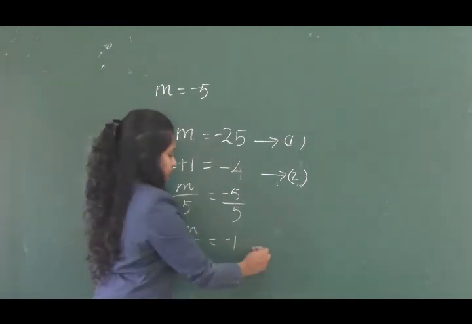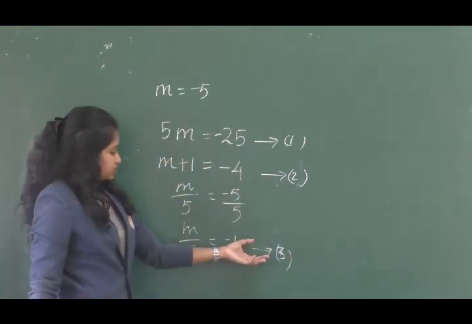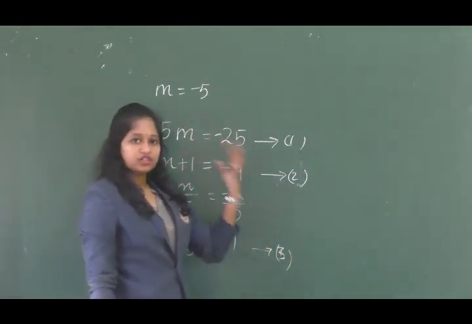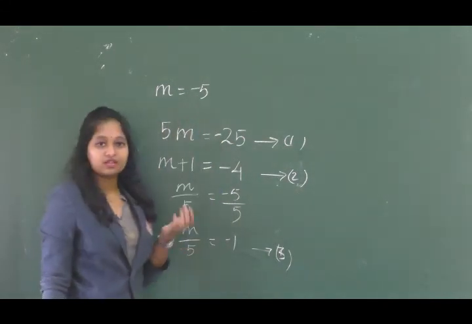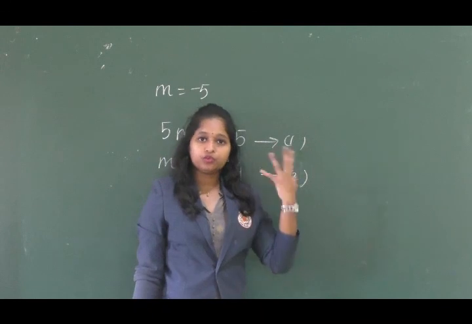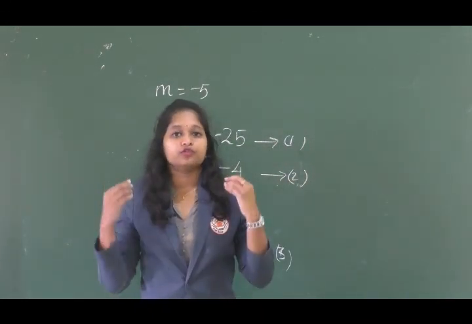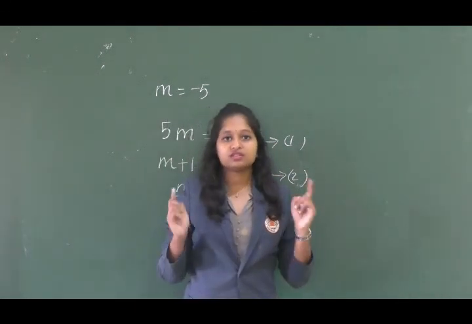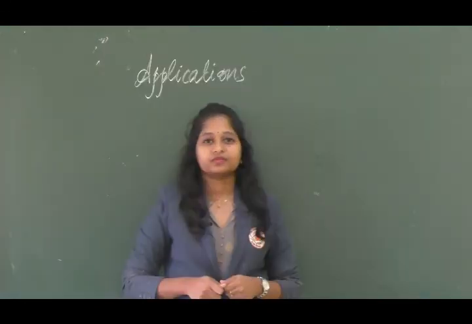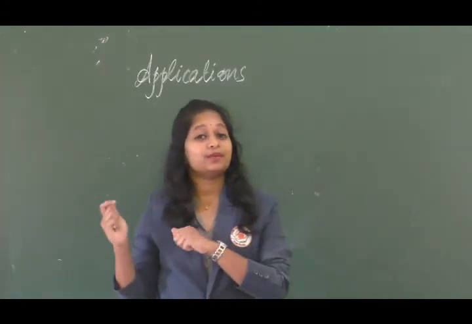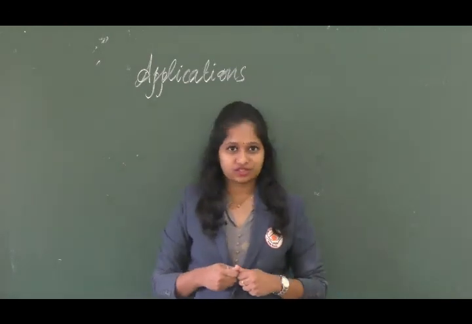This is another equation. So all these equations have only one solution, that is m equal to minus 5. If you get one solution, we can form so many equations, but for an equation there is a unique solution. Remember that. Okay, so children, let's see some applications related to simple linear equations.